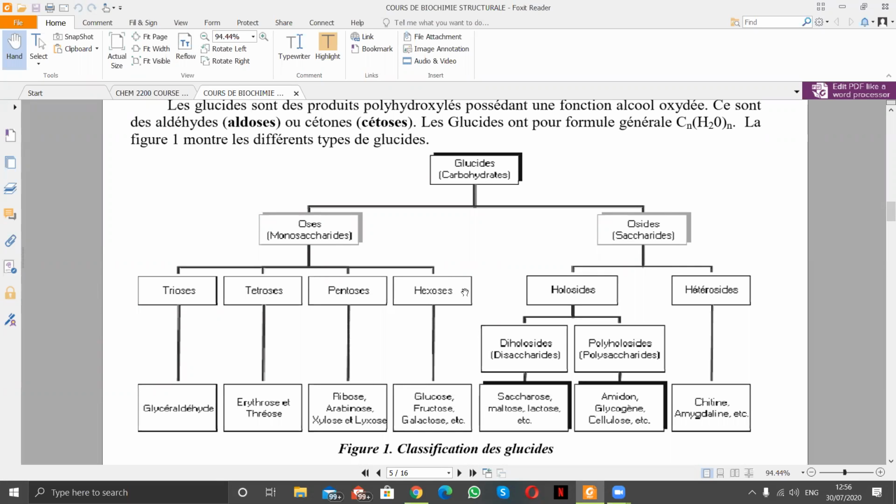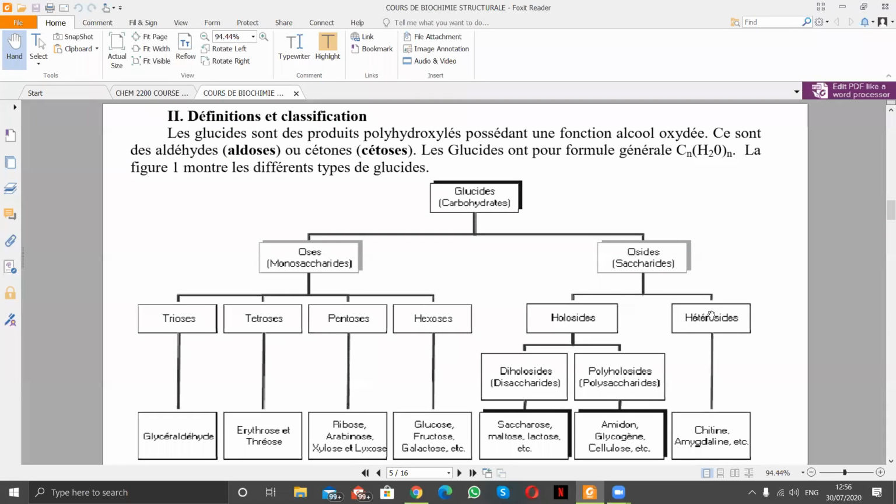Okay. For us to differentiate the holoside and heteroside, hetero simply means different, of which we're going to see as I go down. We're going to see it on polysaccharides. That's when you're going to really get the difference of these two.